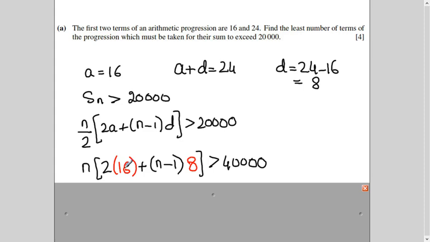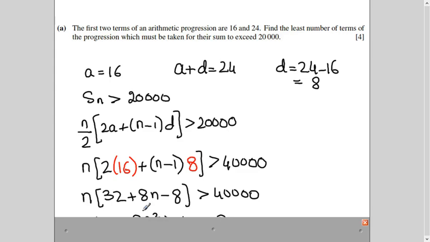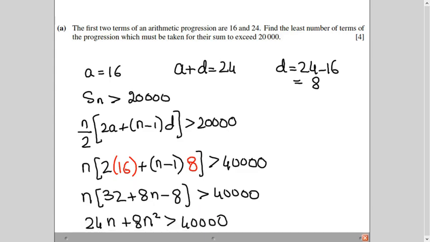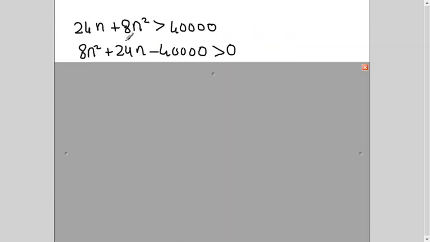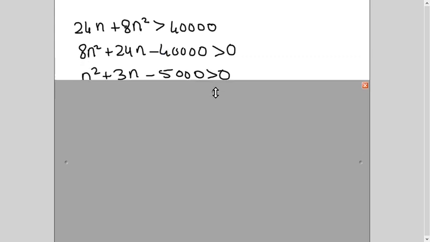So the first term is 16, so in place of a, write down 16. The common difference is 8, we have just found out here. After that, it is simple algebra. We just need to open the bracket and simplify it, right? So now I'm bringing it to this side. And now you can apply the quadratic formula.